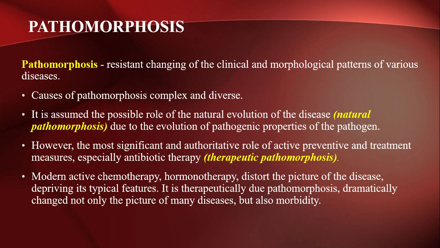But what does pathomorphosis mean? Pathomorphosis is a persistent change of the clinical and morphological patterns of various diseases. Causes of pathomorphosis are complex and diverse. The possible role of the natural evolution of diseases is assumed. We call natural pathomorphosis that which is due to the evolution of the pathogenic properties of the pathogen. However, the most significant role belongs to active preventive and treatment measures, especially antibiotic therapy, which we call therapeutic pathomorphosis. Modern active chemotherapy and hormonotherapy distort the picture of the disease, depriving it of its typical features. Therapeutic pathomorphosis dramatically changes not only the picture of many diseases, but also morbidity.